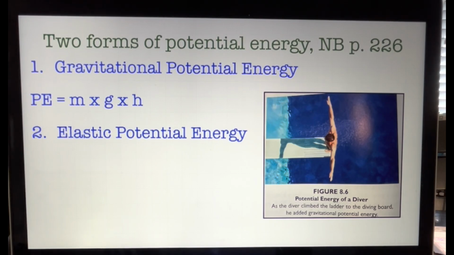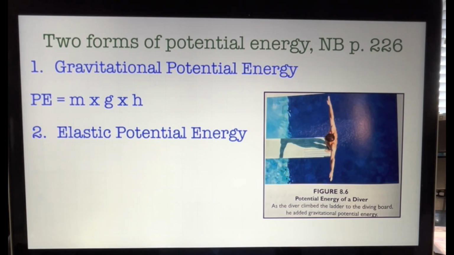Look at the diver in 8.6. He also has gravitational potential energy as he stands at the end of the diving board. How did he get potential energy? How do you think? Well, he gained potential energy by climbing up the ladder to the diving board. Now, as soon as he jumps, the diver's potential energy will be converted to kinetic energy as he falls.